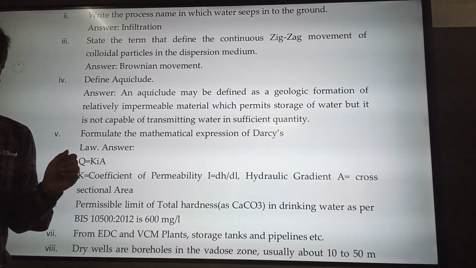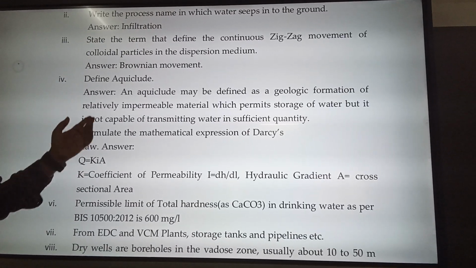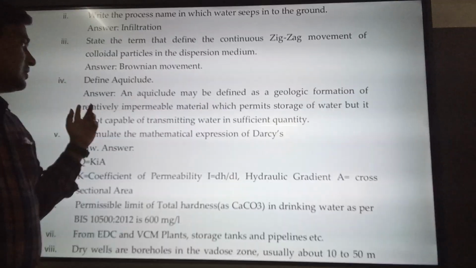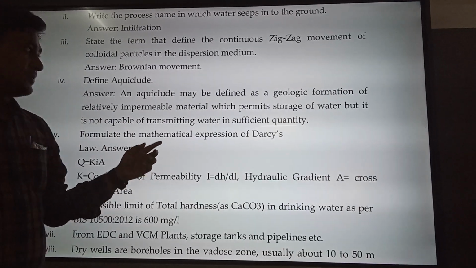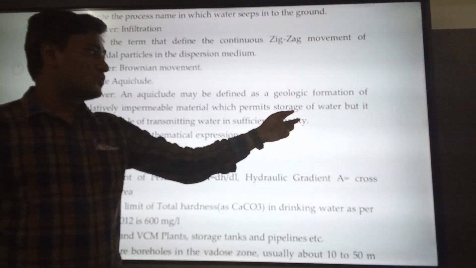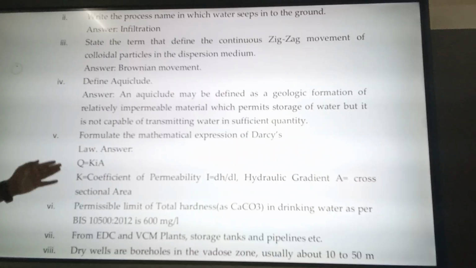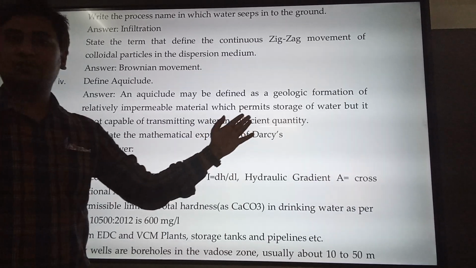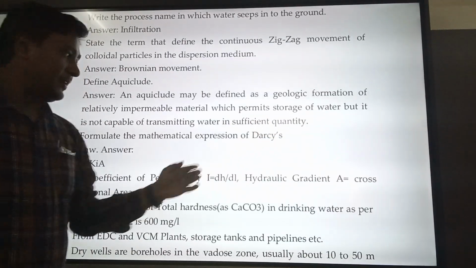Define aquiclude. An aquiclude may be defined as a geological formation of relatively impermeable material which permits the storage of water but is not capable of transmitting the water in sufficient quantity, like clay.